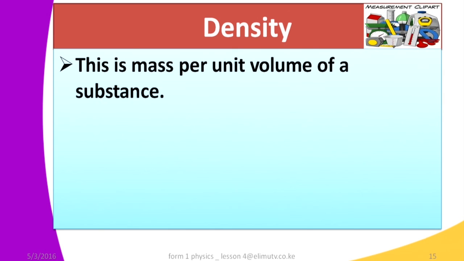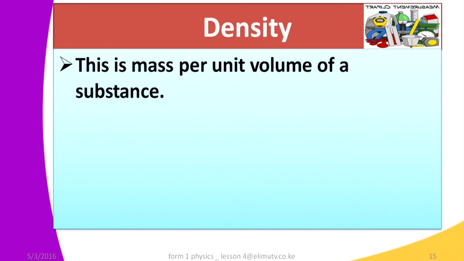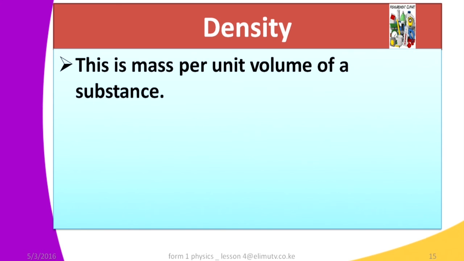So if density is the ratio of mass and volume, then what are the units of density? You take the units of mass, divide by the units of volume. So density is measured in kilograms per meters cubed. Kilograms are the SI units of mass. Meters cubed are the derived units of volume. Therefore, we measure density in kilograms per meters cubed. However, we can also measure density in grams per centimeters cubed.